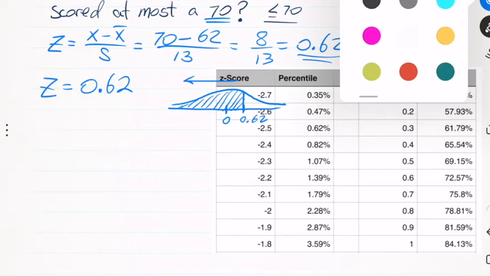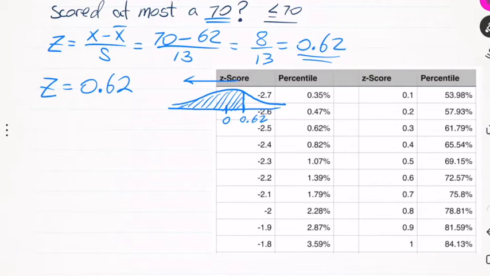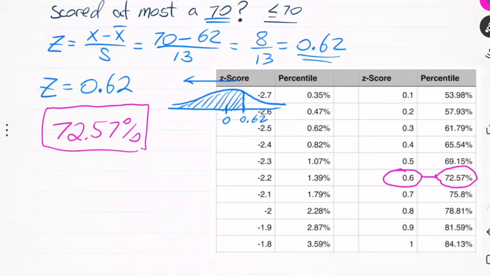So if we pull up the table, the closest value to 0.62 is 0.6. This table is only based on a z-score of the nearest tenth. So for the table, you only have to round to the nearest tenth. There are better tables out there. They're just a little bit more difficult to read, and this is close enough for our work. So the percent that we're looking at is 72.57. So the answer to this question is 72.57% would score at most a 70.